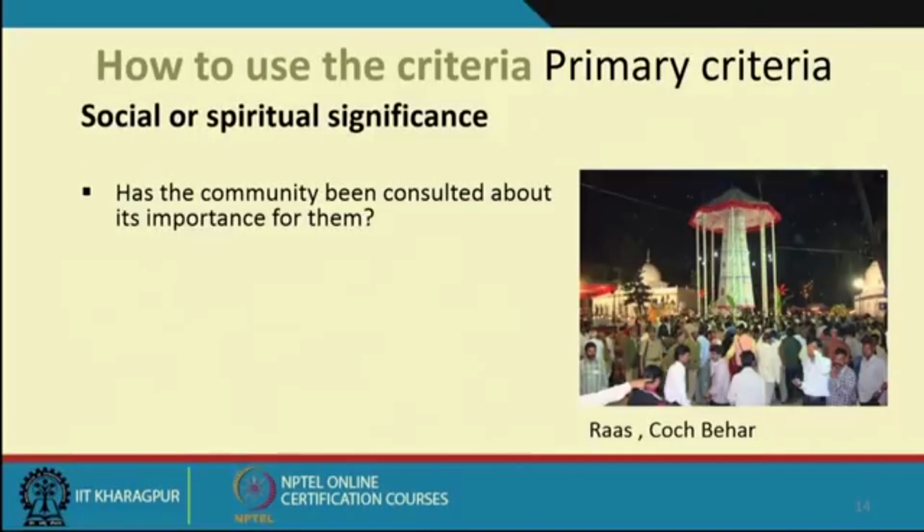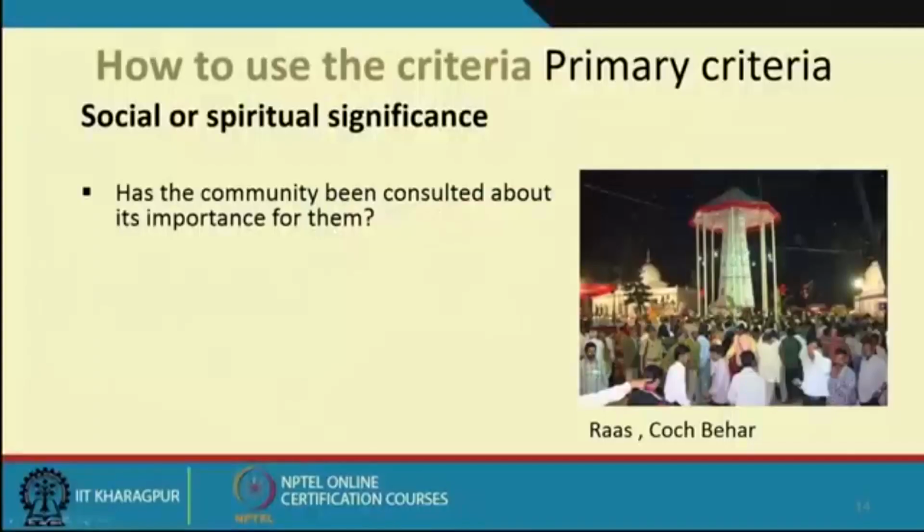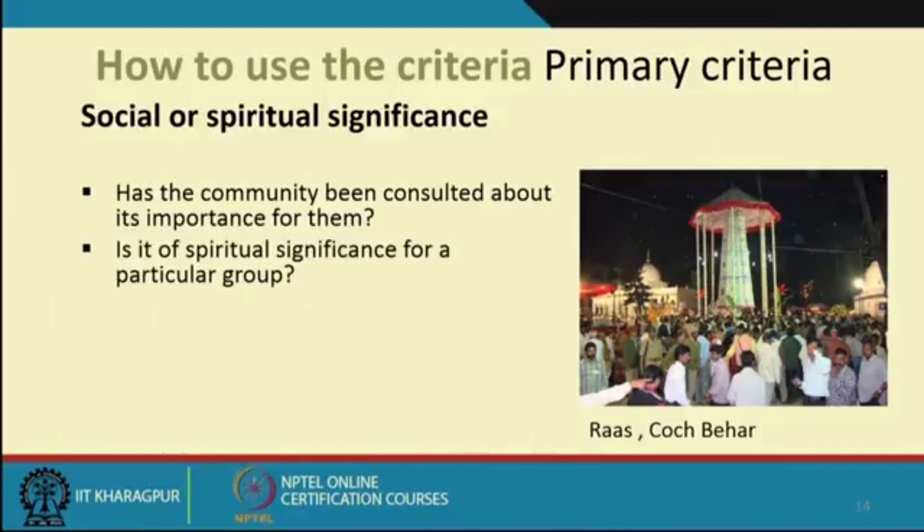Has the community been consulted about its importance for them? So, here comes the involvement of the community, having a ritual or event which has been there, whether it is still continuing and how the community reacts to that. This is a very interesting example of a Rash in Cooch Behar, which is very significant. Cooch Behar is a place in the northern part of Bengal, known for its ruling dynasty, and this particular Rash is very unique in its concept. I will talk about that.